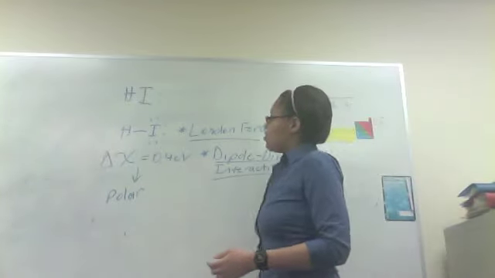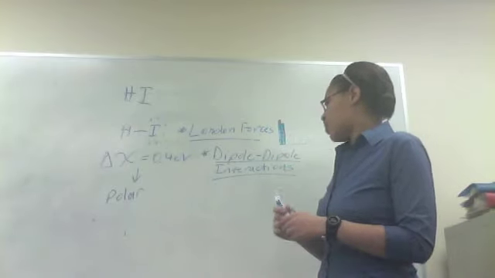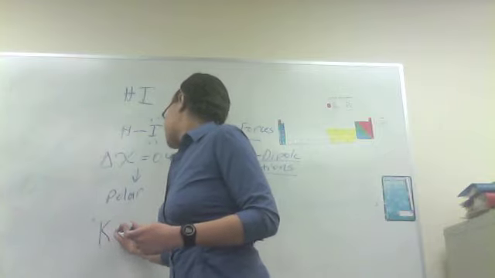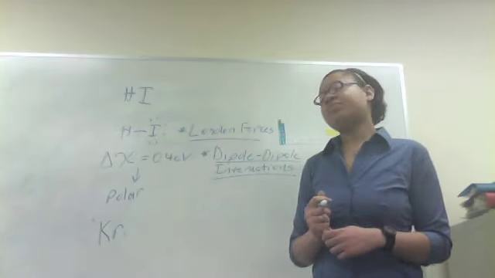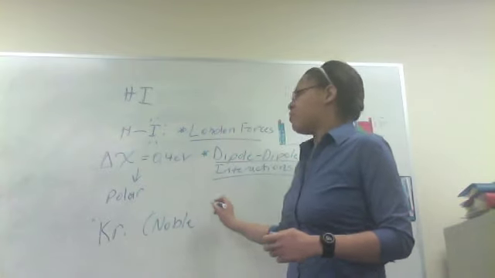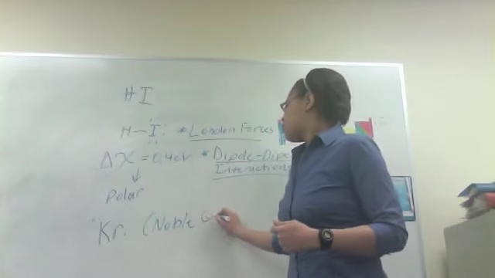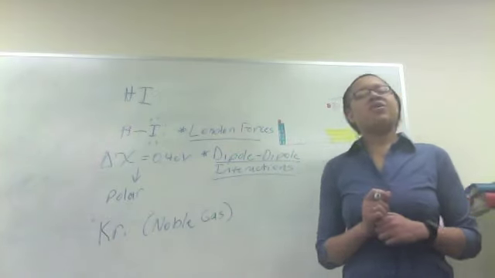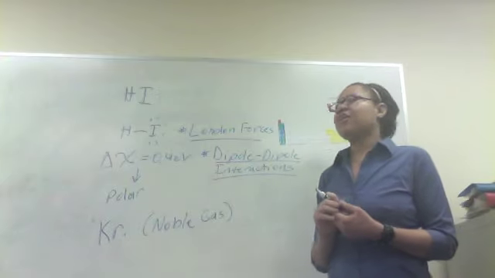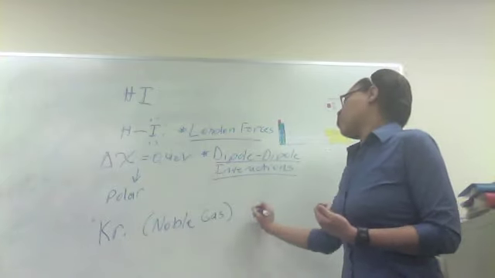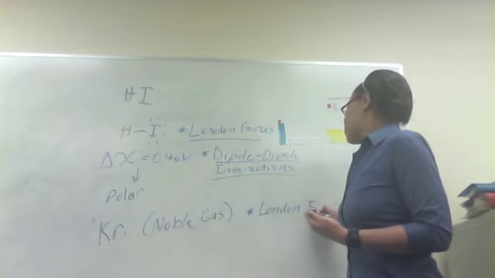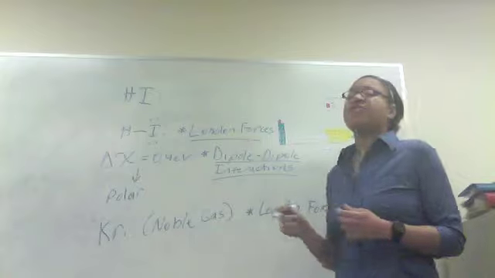Okay, and our final example, I will just write here, is krypton. So krypton's a noble gas. You should remember that from our periodic table. So being that it's a noble gas, not a molecule, we wouldn't expect it to have dipole-dipole interactions or hydrogen bonding. However, krypton does have London forces, which might be confusing to some.